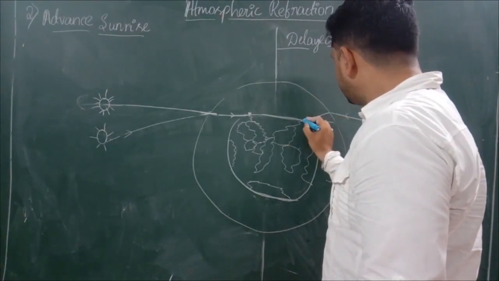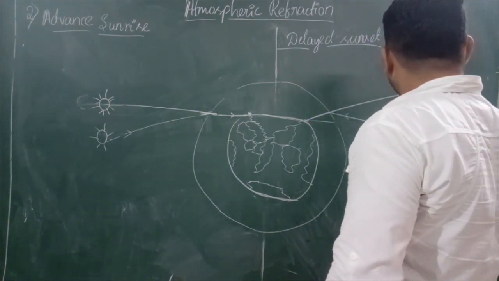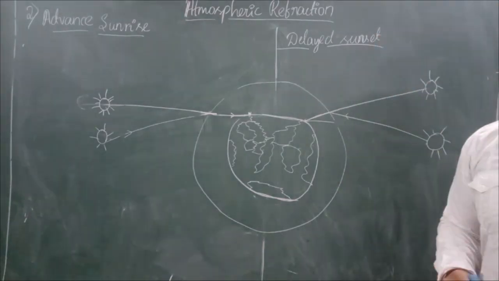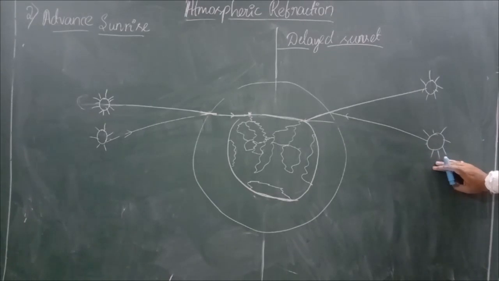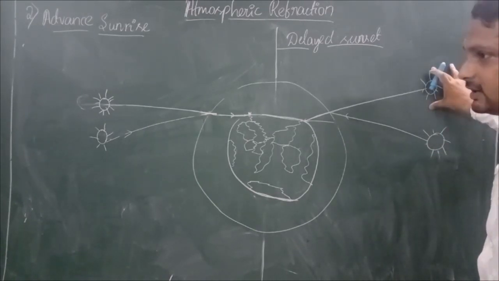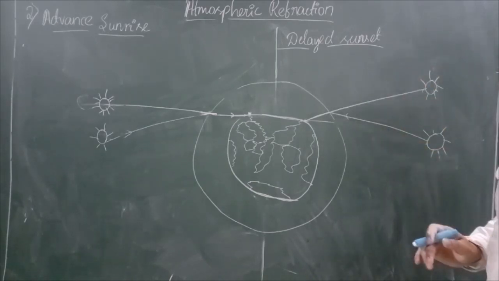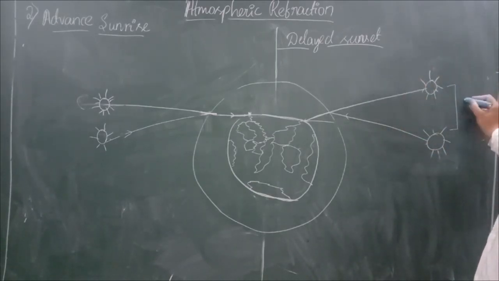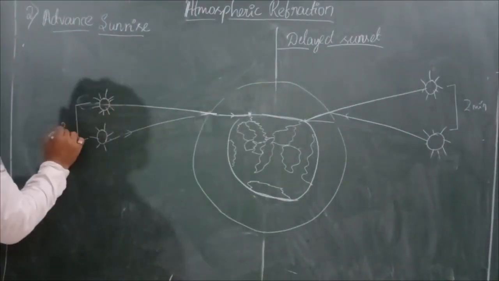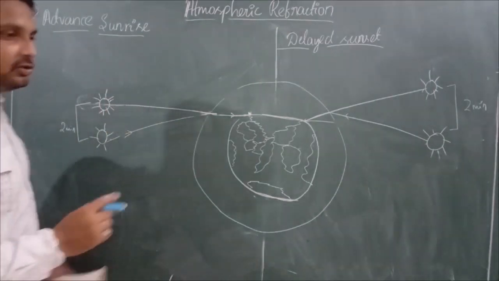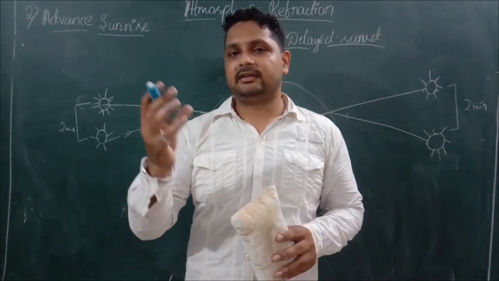It bends, making the observer believe the sun is still above the horizon. In this case, the sun has actually gone below the horizon, but due to refraction we are seeing an image of the sun above the horizon due to atmospheric refraction. This is called delayed sunset, and the gap is 2 minutes, and here also the gap is 2 minutes. So the actual sunrise occurs after the apparent sunrise.